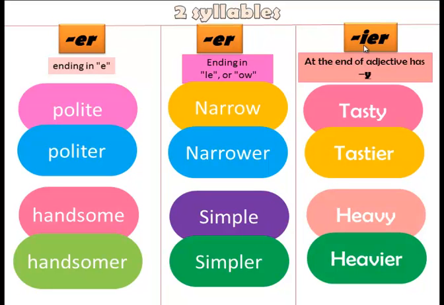For the last one, which is adding IER: at the end of the adjective, if it has a Y, for example, tasty, and it's two syllables, what will you do? You will delete Y and add IER. Tastier, heavy, heavier. So again, if the word ends with E, you add only R if it's two syllables. Be careful. And if it ends with LE or OW, you add ER. And if the word ends with Y, you delete Y and add IER.